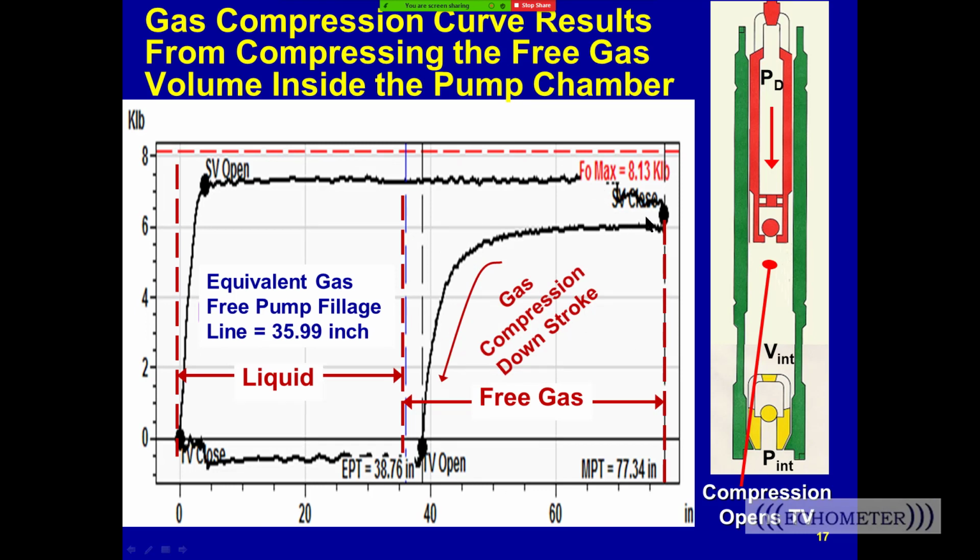So here's our compression curve, and we've got about 36 inches of liquid, and that liquid is both slippage and also liquid that came in through the intake during the upstroke. And it's been compressed to the discharge pressure, and this is the gas right here that we've compressed.